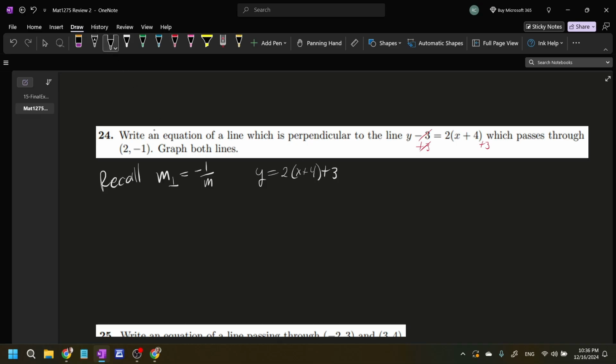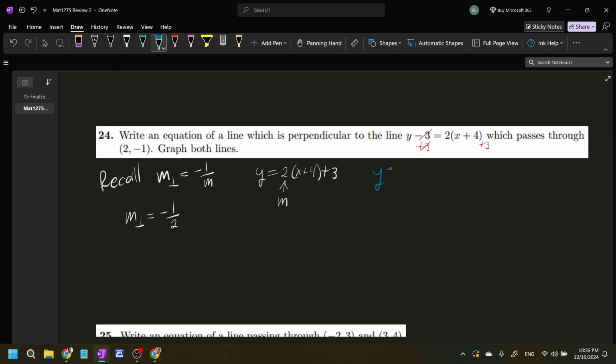Notice that is the point slope form of a linear equation. So right there, we know our slope is 2. So that's the slope of this line. If we want to find the equation of a line perpendicular to this, our formula for perpendicular slope is equal to -1 over m. So our perpendicular slope is going to equal -1 over, in this case, 2. Great, so now we have our new slope, and we're going to use the point slope form again.